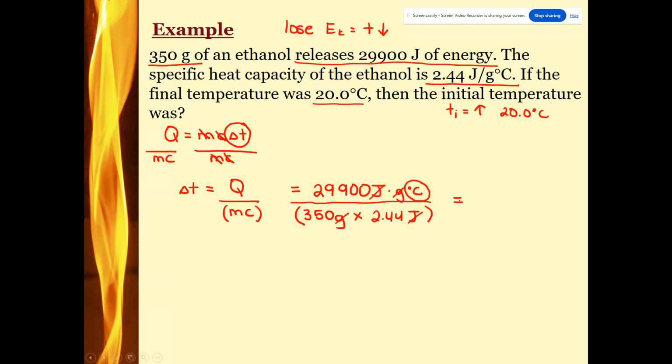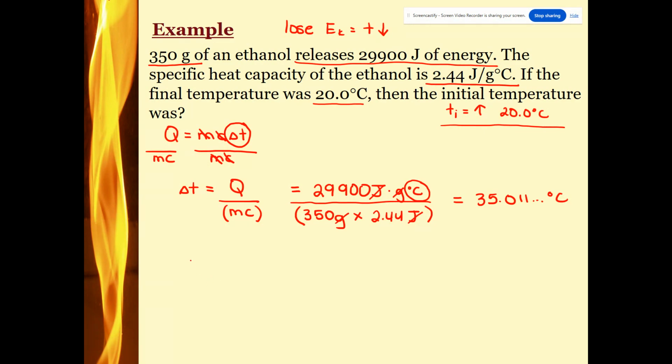So when I do this calculation, and again, try along with me, 29900 divided by, open a bracket, 350 times 2.44, then close the bracket. And you should get an answer of 35.011, so on, degrees Celsius. Okay. This is not my final answer, right? This is my temperature change. It wants to know what the initial temperature was. And like we talked about, the initial temperature has to be higher than 20.